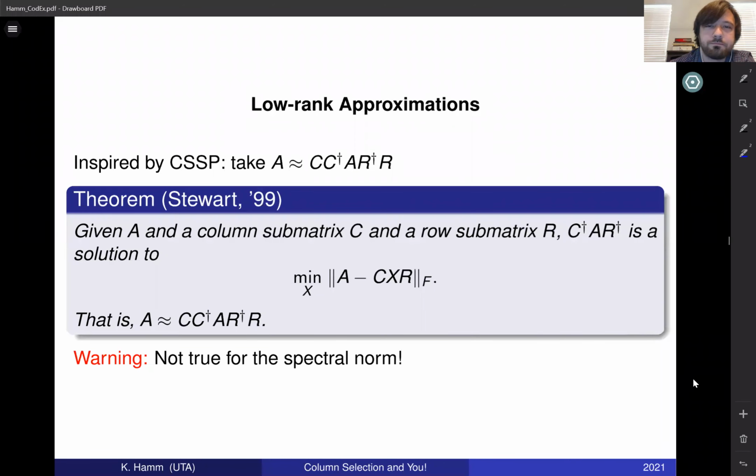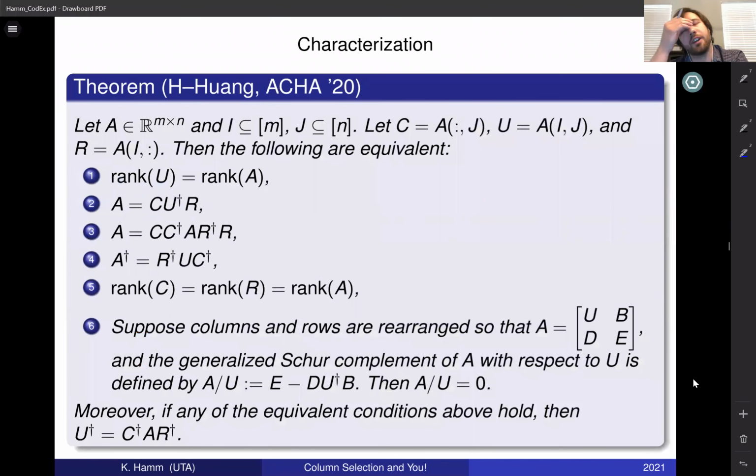Okay. So those are two natural choices. And some time ago, Longxiu and I found the following characterization. All the notation is as before. Now U I'm going to fix to be the intersection of C and R, as it was in the first case. And the following things are equivalent.